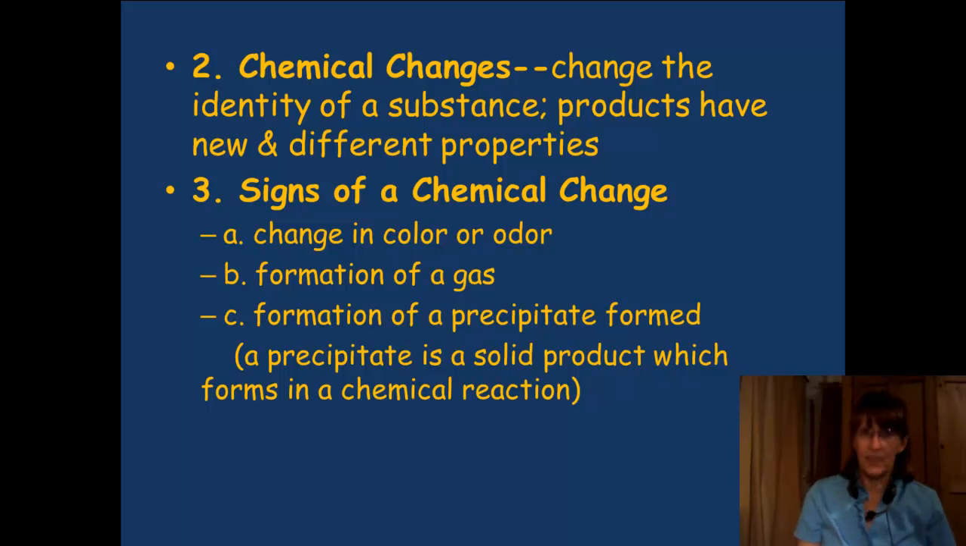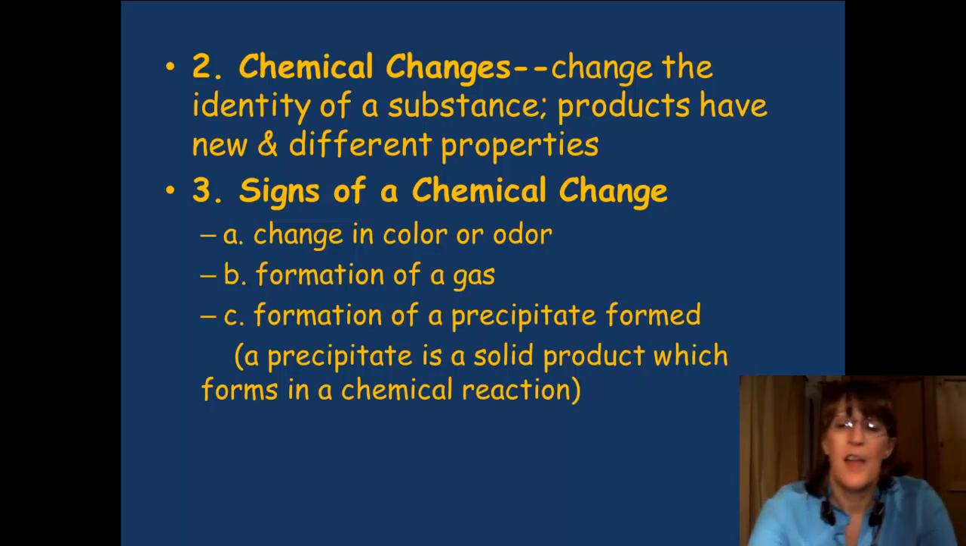Okay, number 2, chemical changes. Chemical changes are changes that alter the identity of a substance. Whatever you started out with, that's not what you have in the end. The products, the things that are produced, have new and different properties now. So there are multiple signs that you can look for to see if a chemical change has occurred. And usually you do look for multiple signs because sometimes the things can be misleading.